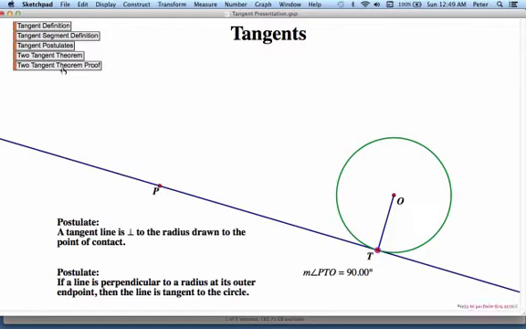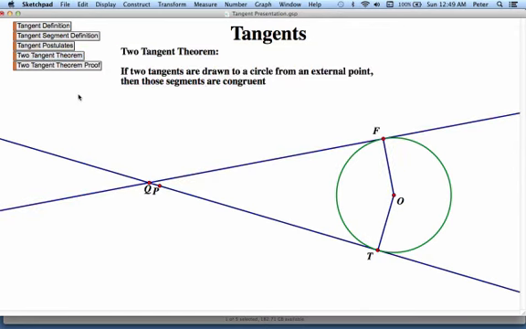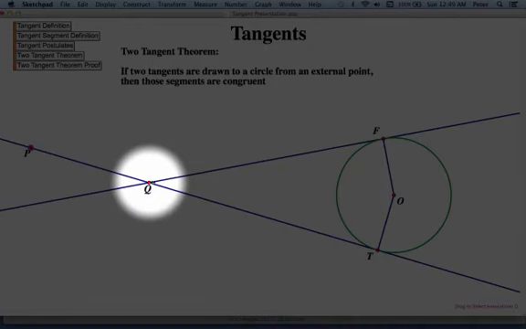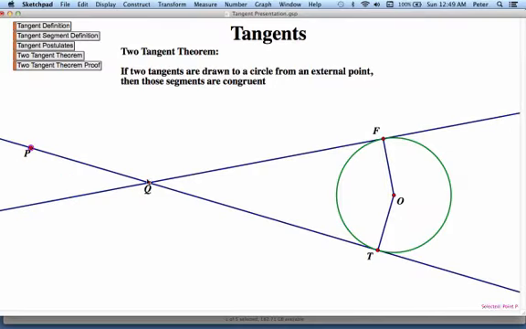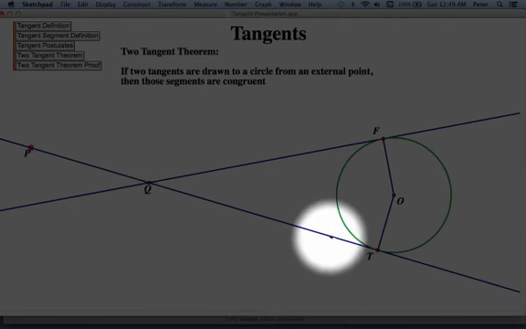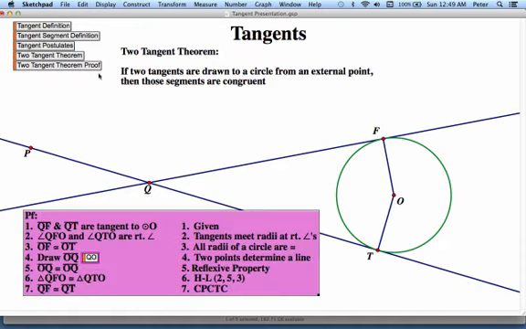But let's take a look at one more theorem that's going to come up a lot as well, and that's the two-tangent theorem. The two-tangent theorem tells us that if two tangents are drawn to a circle from an external point, then those two segments are congruent. So in other words, if I draw a tangent from Q to one point F, and I draw another tangent from Q to a point T, QF and QT are going to be congruent. Let's take a look at the proof of that.